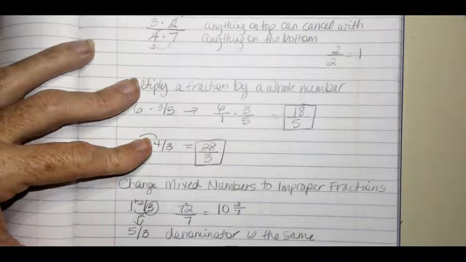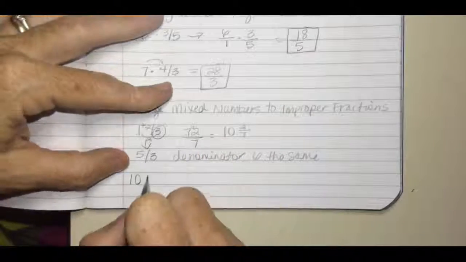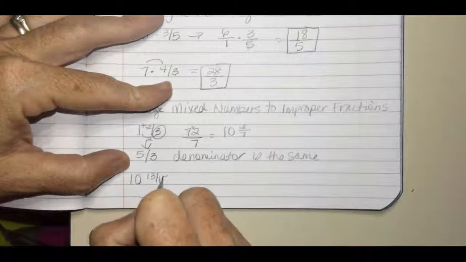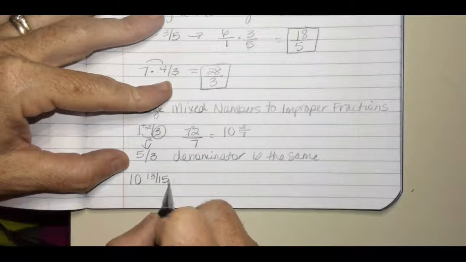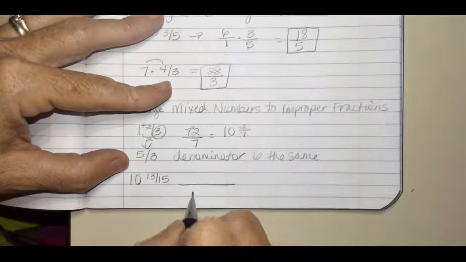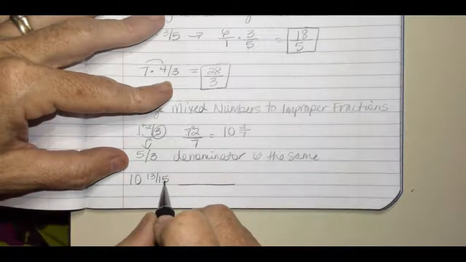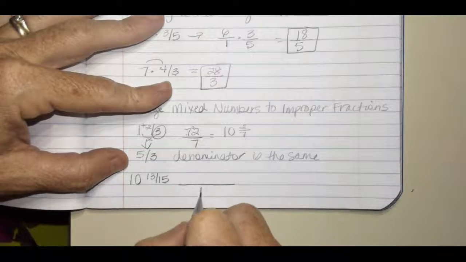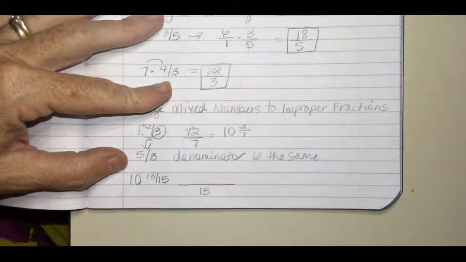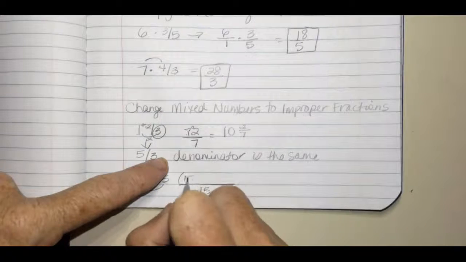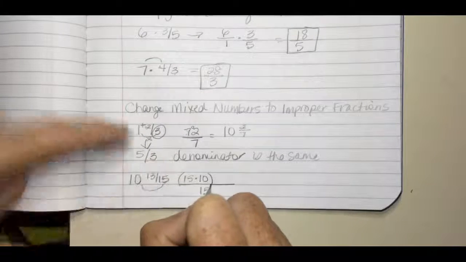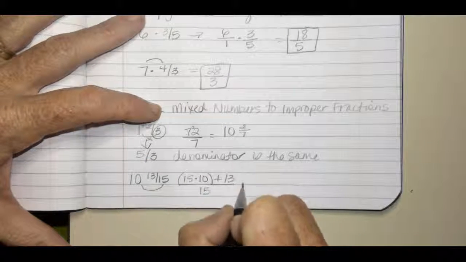So what you're really doing, let's do this one. Emily, we have 10 and 13/15. Okay? So what's our denominator? 15. So it's actually going to still stay down there. Okay? And what you're really doing is you're multiplying 15 times 10 and then adding 13.